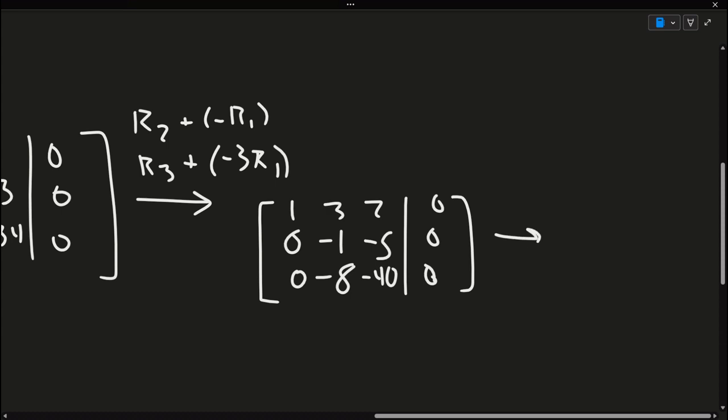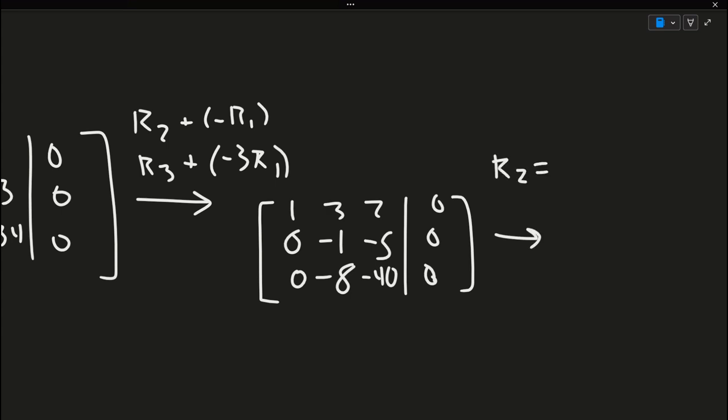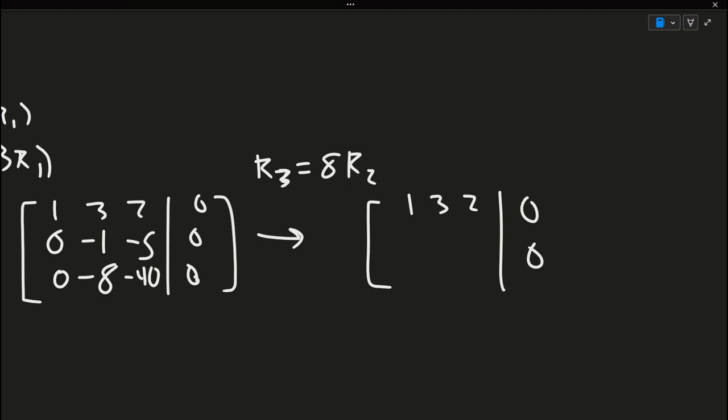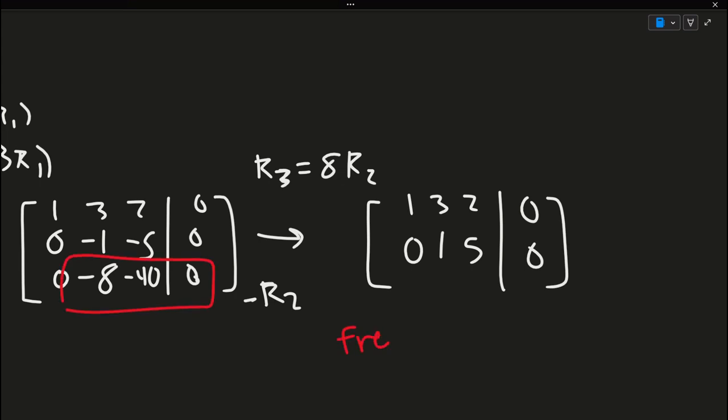And as you can see, row 3 is 8 times row 2. That's a linear dependence, so we can get rid of that row. And because there's a row that we were able to eliminate, aka a linear dependence, we automatically know that this set of vectors is not linearly independent.